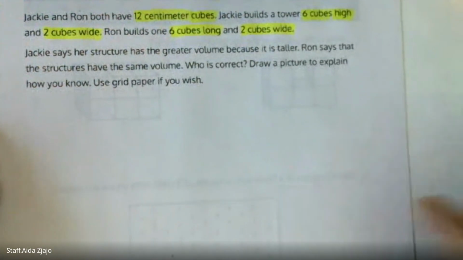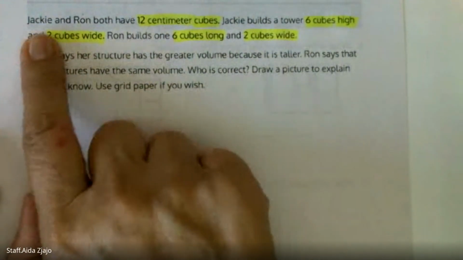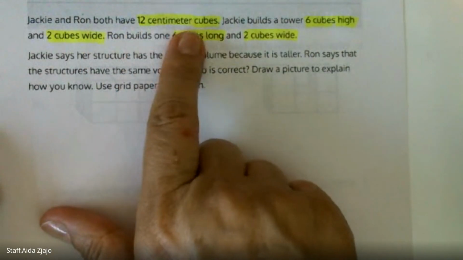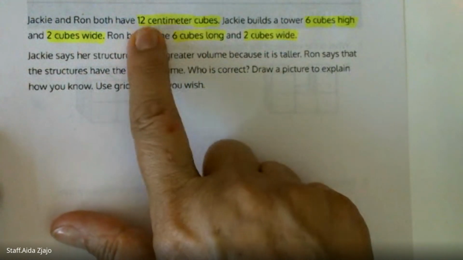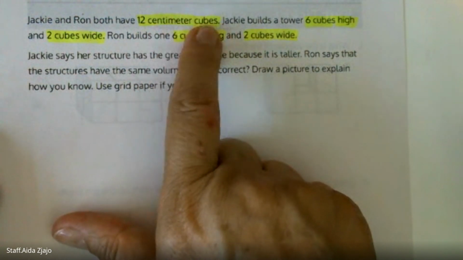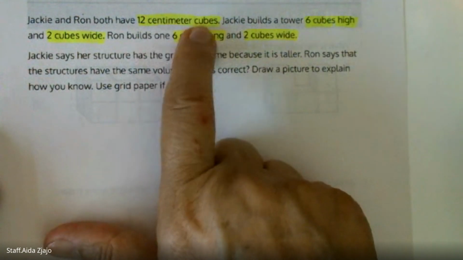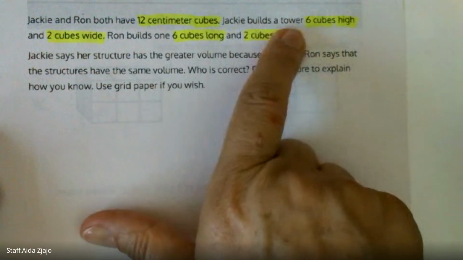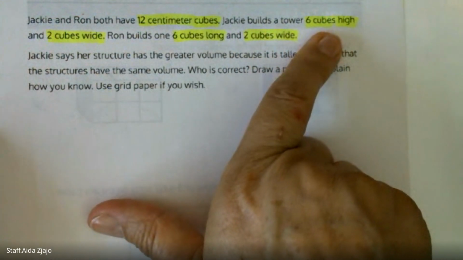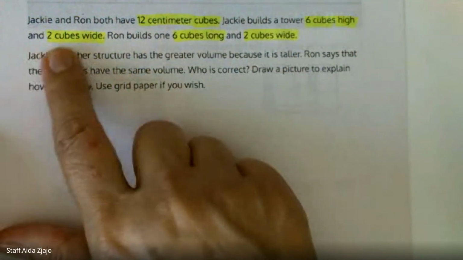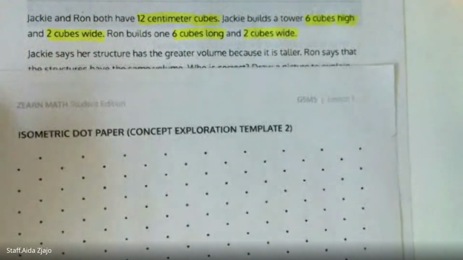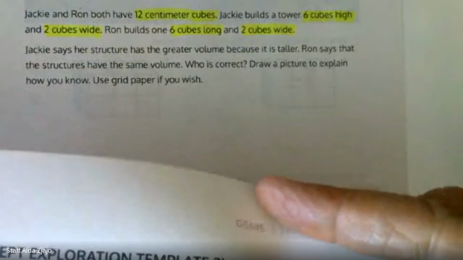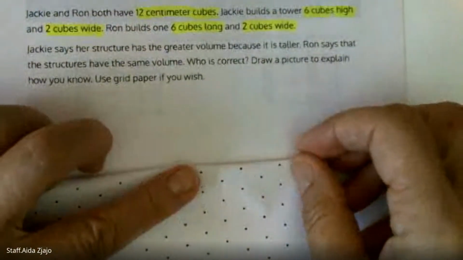Okay, so let's think again. Jackie and Ron both have 12 cubic centimeter cubes. So that means the volume of both is 12 cubic centimeters. Jackie builds a tower that is 6 cubes in height and 2 cubes wide. If you use the grid paper, you can use this one here. I'm going to make that a little bit shorter, easier to manage.